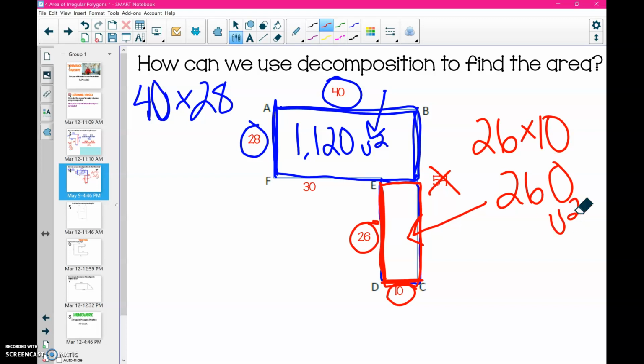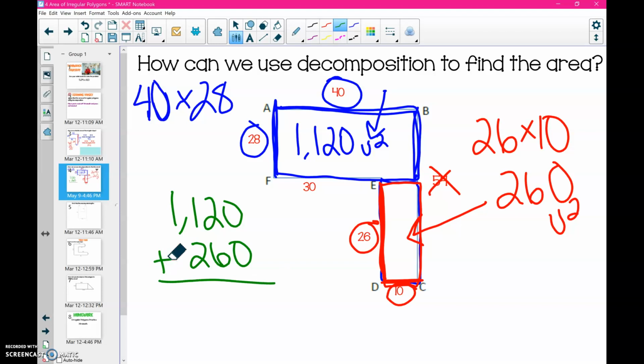The last step, I know we've done so much, but we're almost there. So we've done this rectangle, we've done this rectangle, now we need to put them together. So we're going to add up our 1,120 from the big rectangle, and then add 260 from our other rectangle to it to get the total area of the shape. So go ahead and use your calculator if you want for this. And add up that 1,120 plus the 260 to get 1,380.